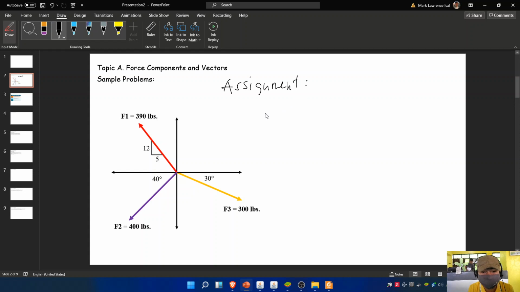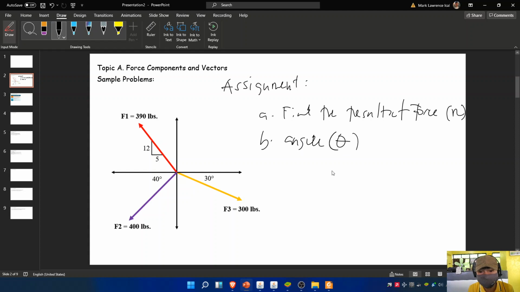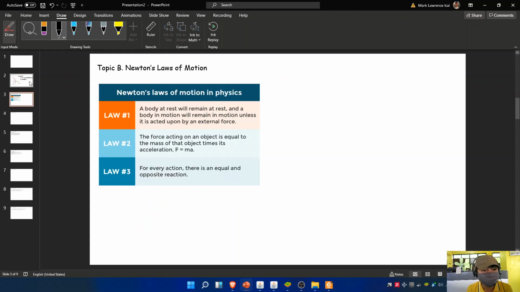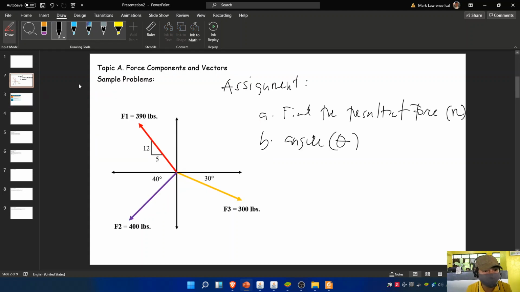Okay, so assignment letter A is find the resultant force, which is R. And B is the angle theta. Okay, so for the assignment, find these. I'll save that for later. So that's force components and vectors.